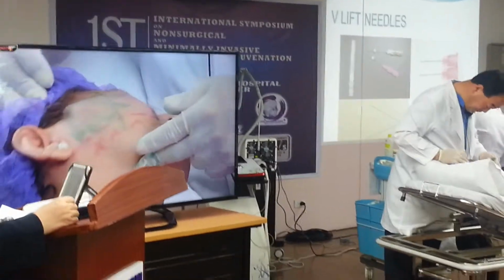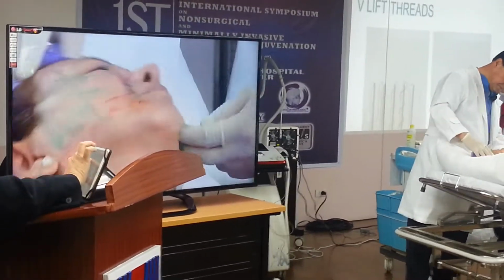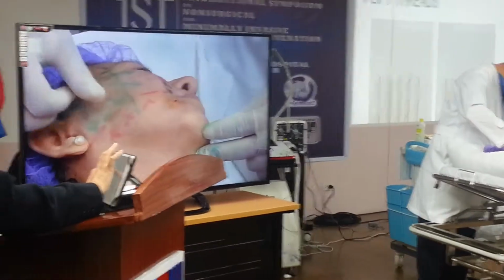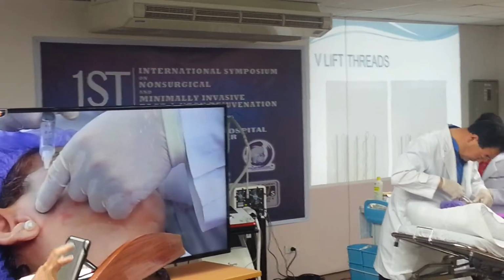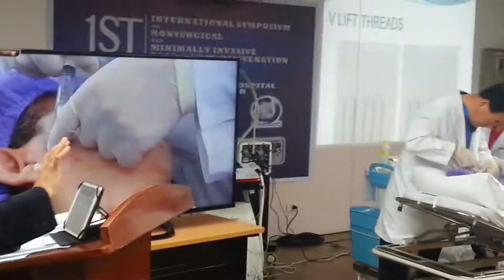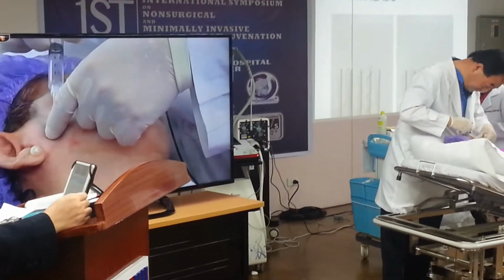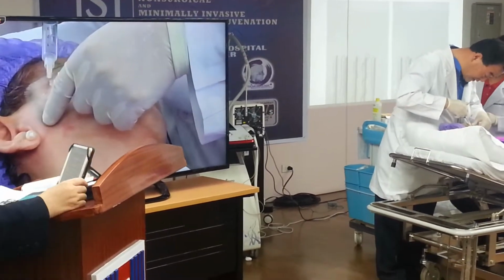Next slide, please. We have different kinds of V-lift threads. As I've mentioned earlier, we have the mono, the twin, the screw, the double screw, the cog, and the long cog. In this particular case, we are using the long cog. Next slide.